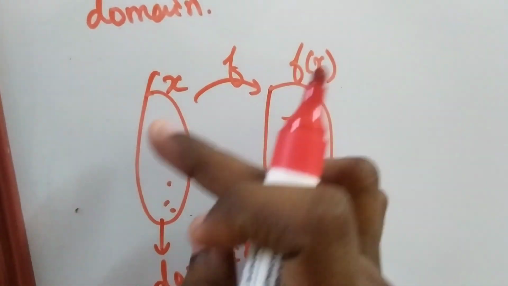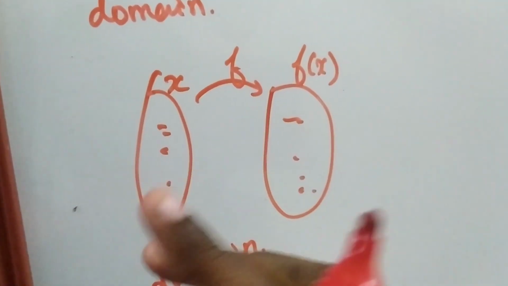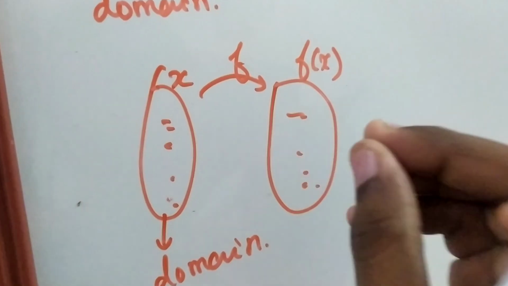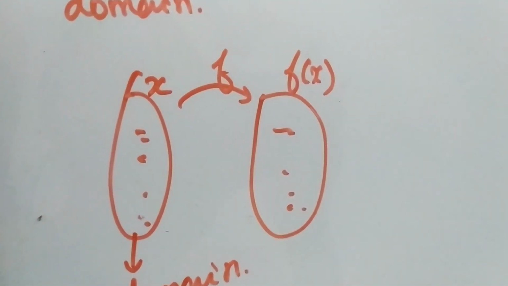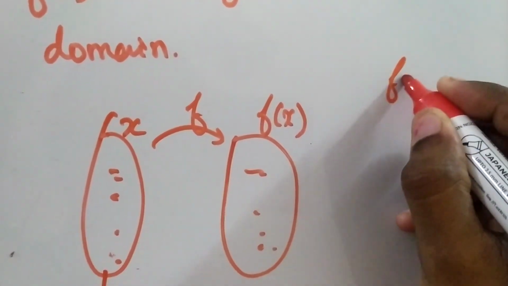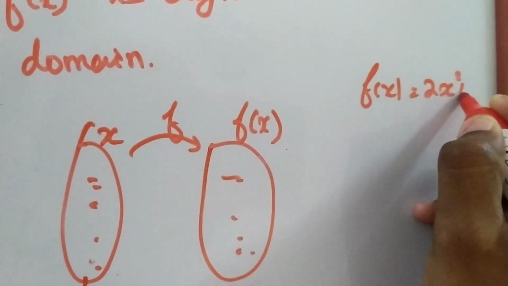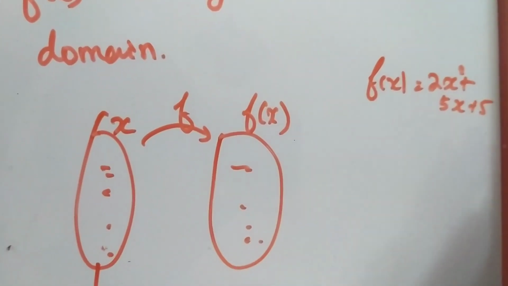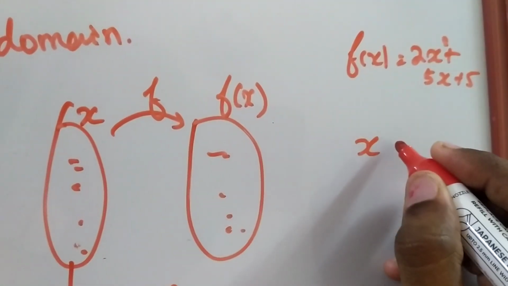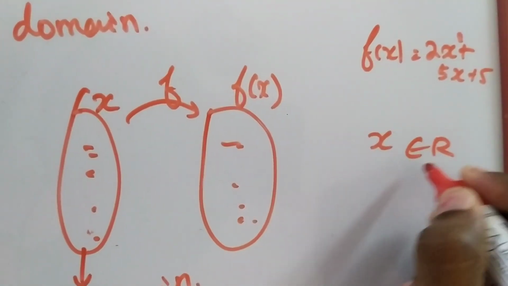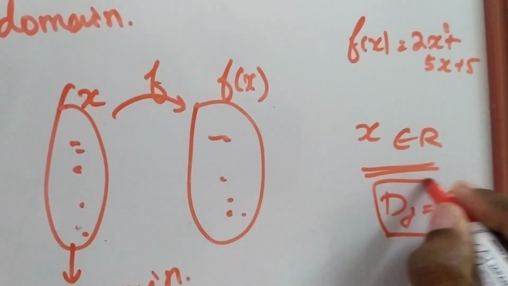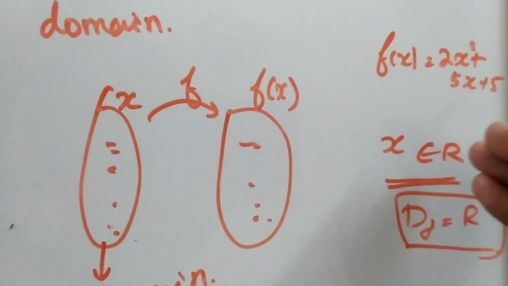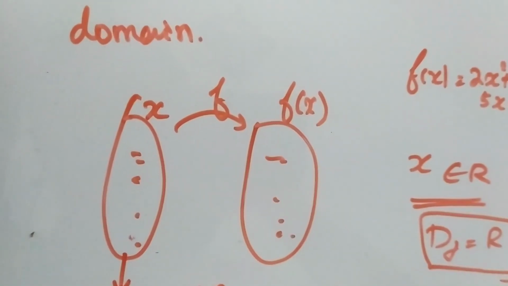Understood? The set of values of x where f of x is defined. For this value, f of x will be defined, so this is called the domain. Suppose you are considering the function 2x square plus 5x plus 5. The x value can be any real number, so the domain of the function is the real numbers. We can apply any real number in this. So that is what domain is.